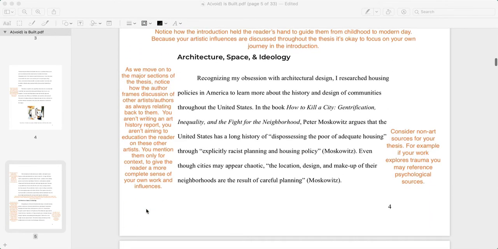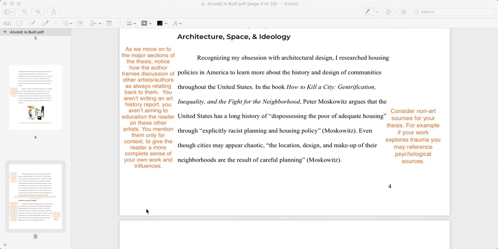And now we're into our first major section of the paper, which is architecture, space, and ideology. And you'll notice that these sections are very heavy on research and discussing the work of other artists, so it's important to always frame it and bring it back to your own work and how it relates to your own practice. So as we move on to the major sections, notice how the author frames the discussion of the other artists and authors, always relating back to the artists themselves.